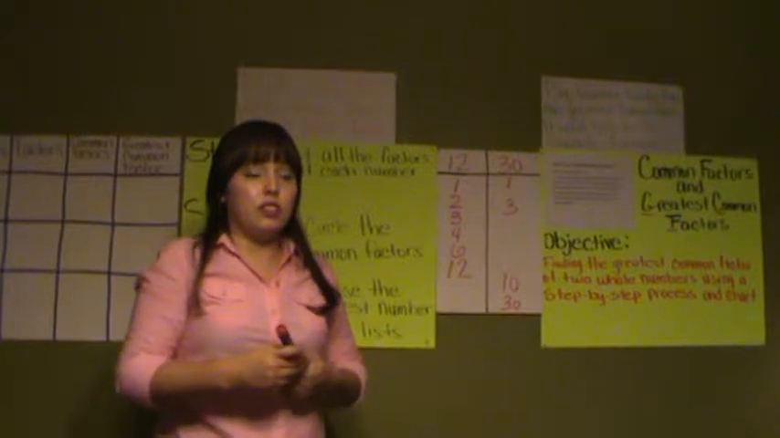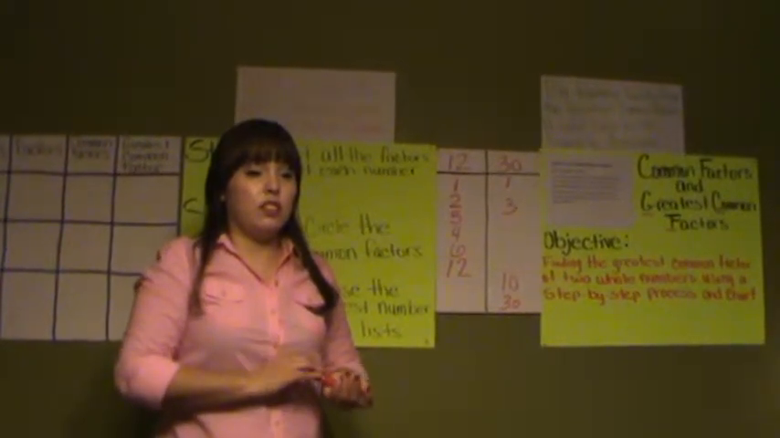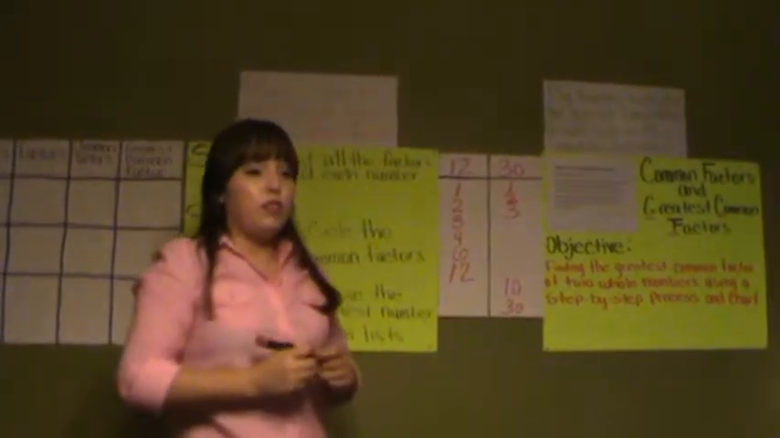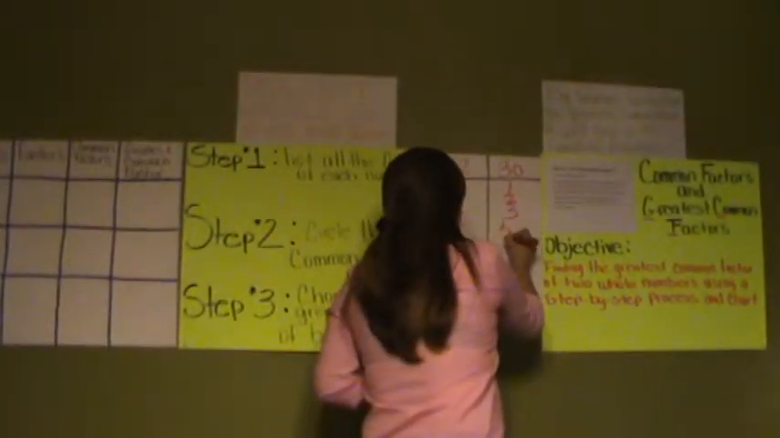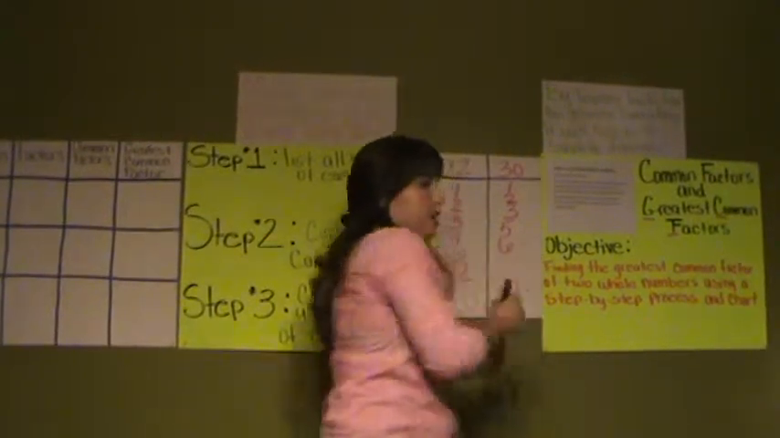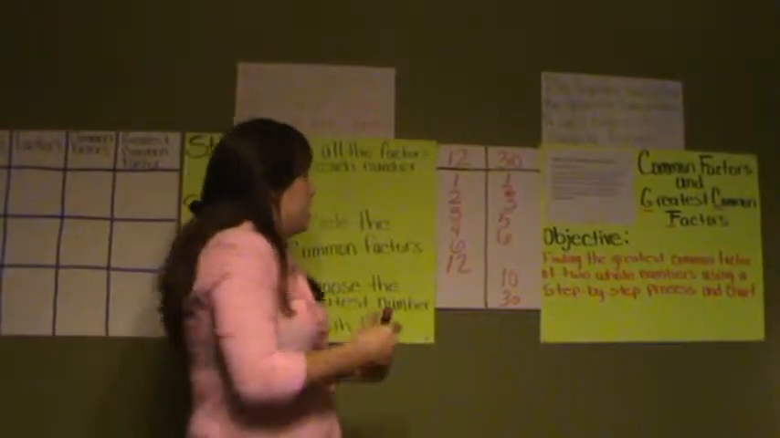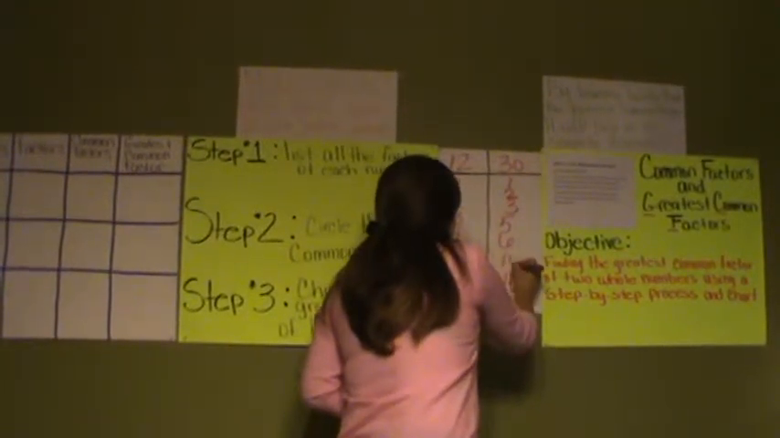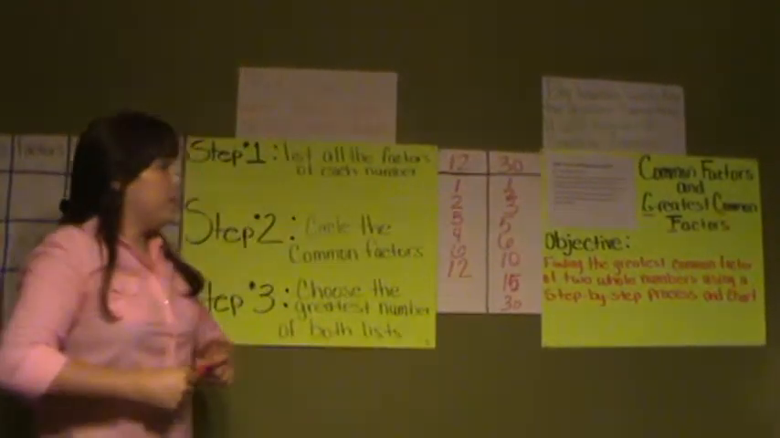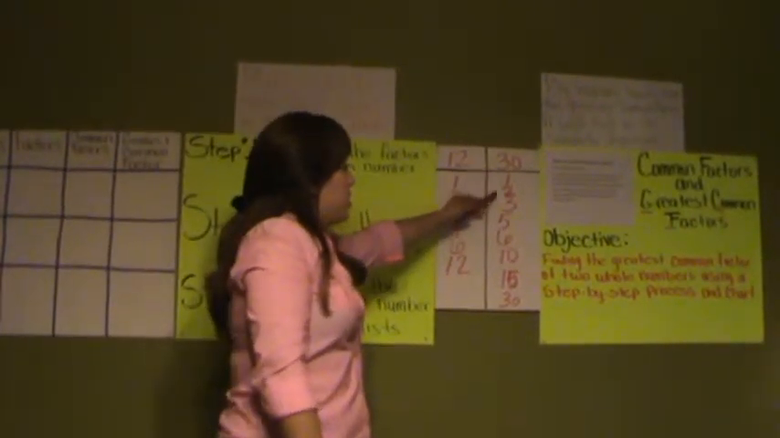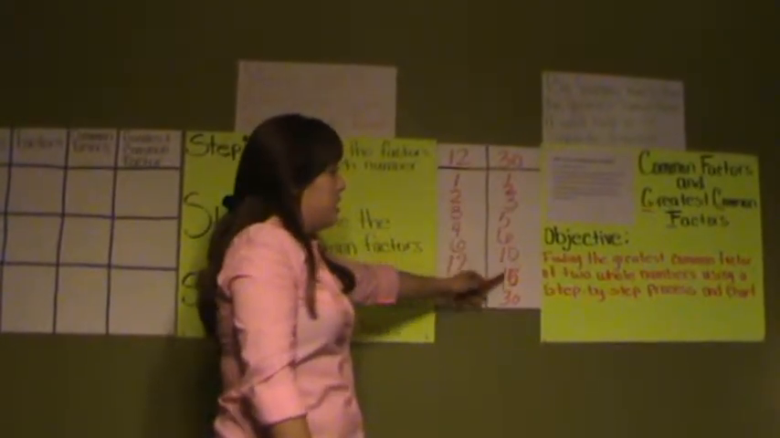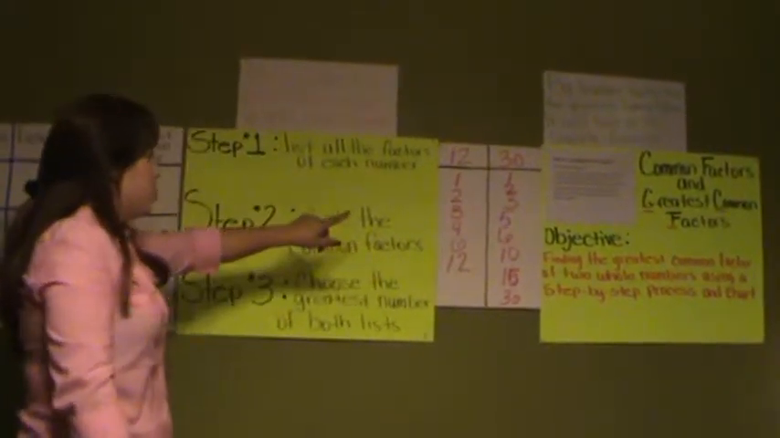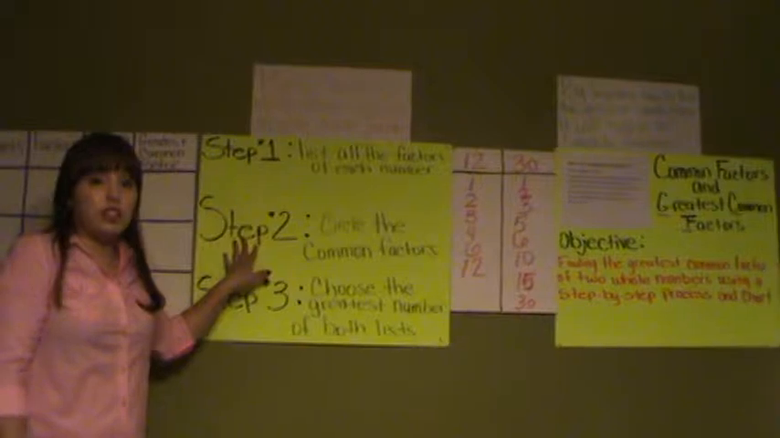5 and what else? So we have 2, 5, very good, and we also have 6, 10, and we have 15. Let's put the 15 at the bottom and the 10 at the top. So let's review. The 30, it has 1, 2, 3, 5, 6, 10, 15, and 30. So now that you have the factors of 12 and 30, we're going to move on to step 2.